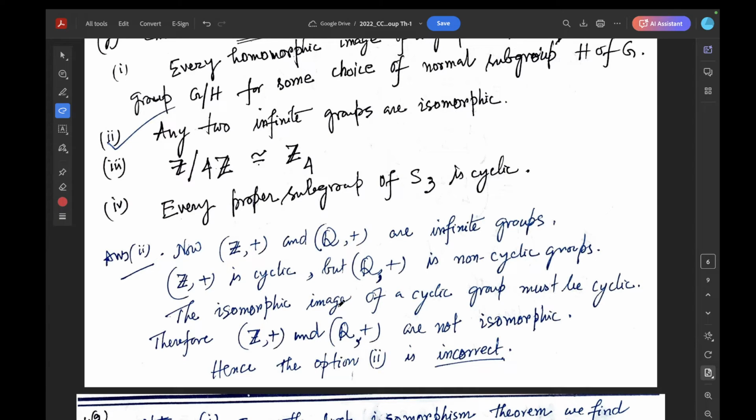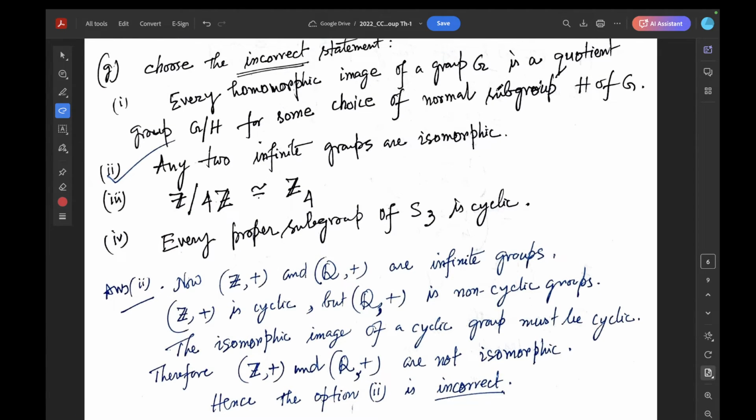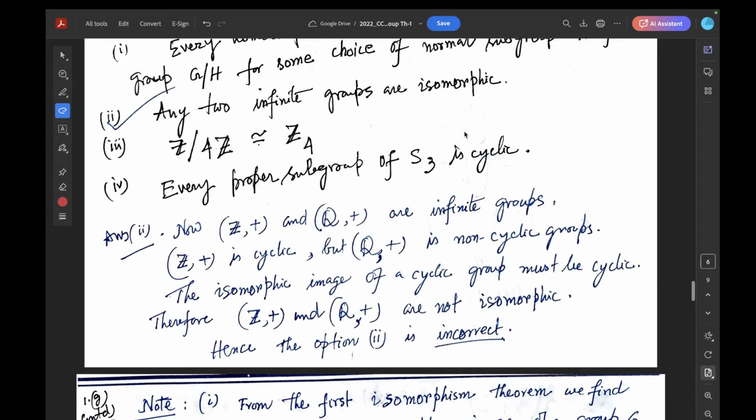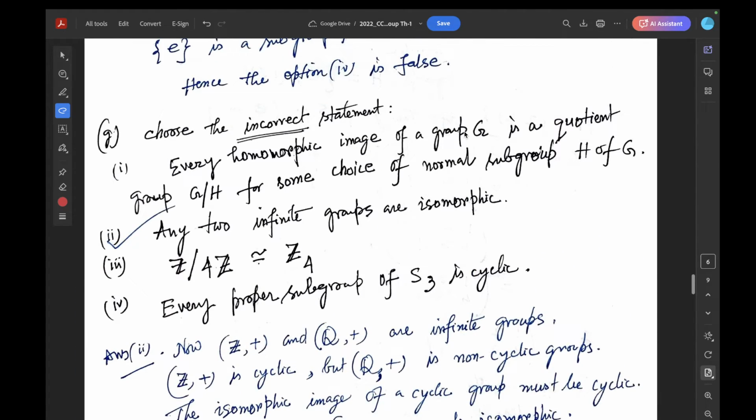The isomorphic image of a cyclic group must be cyclic. Therefore, Z plus and Q plus are not isomorphic. Hence, option 2 is the incorrect statement. Now, note option 1.